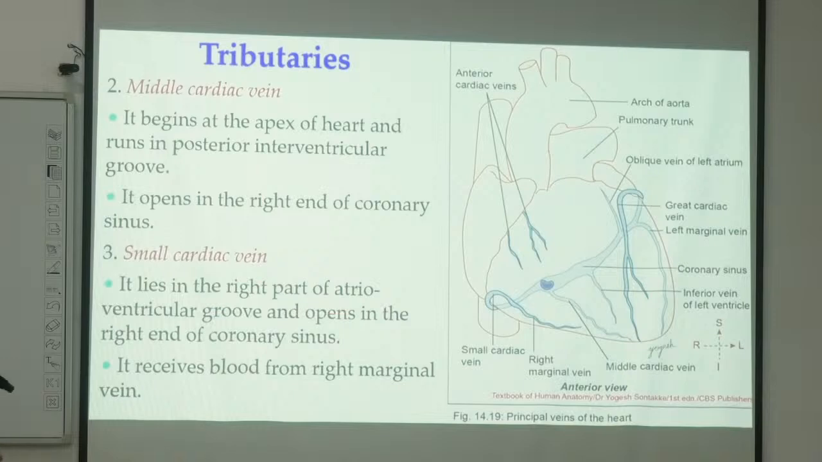Okay, next is small cardiac vein. It lies in the right part of the atrioventricular groove. Here is the small cardiac vein, lies in the right part of the atrioventricular groove, both on the anterior aspect and also in the posterior aspect, and opens in the right end of the coronary sinus. Here it is opening into coronary sinus, and it receives blood from right marginal vein. You can see this right marginal vein is draining into this small cardiac vein.